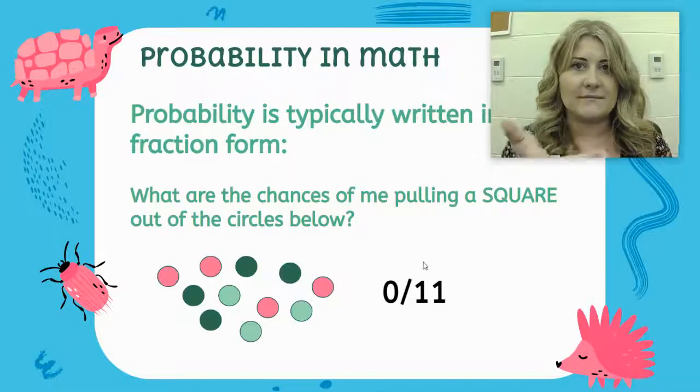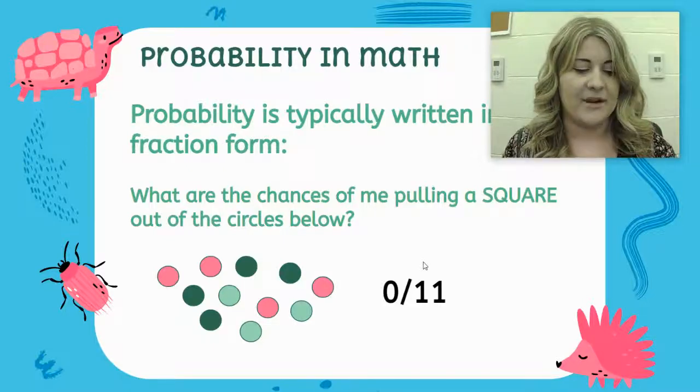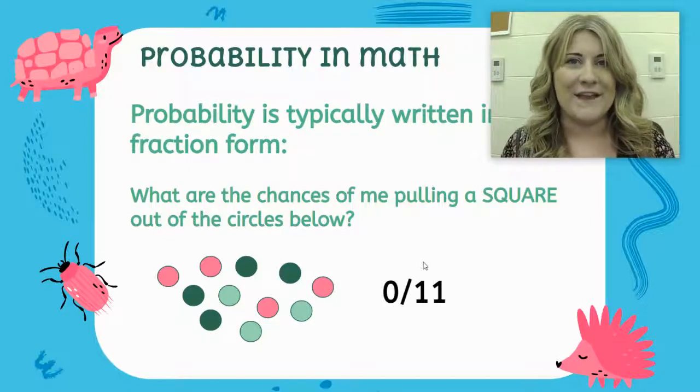That means it is what? Impossible. Very good. Yes, it's impossible. It's not going to happen. You cannot pull a square out of a bag that only has circles.